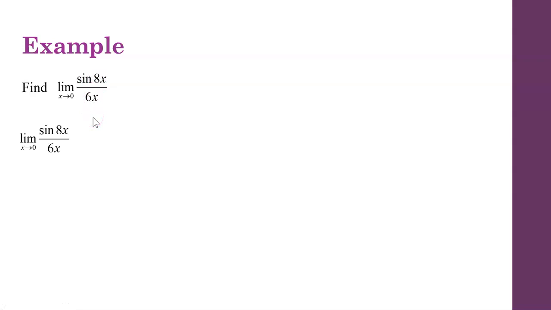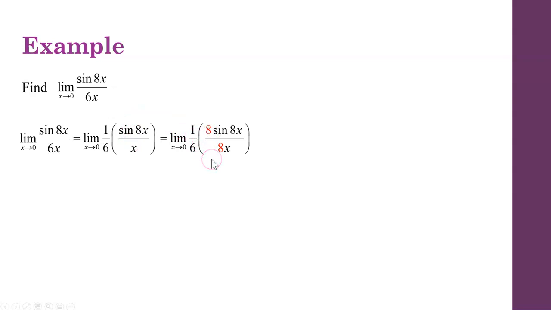But again, here I can do a little bit of algebraic manipulation. I can remove this 6 on the bottom, make it a 1/6 sine of 8x over x. And then what I can do is multiply the top and the bottom of this fraction inside of the parentheses by 8. So I get 1/6 of 8 sine of 8x over 8x. That allows me to take this 8 that's on the top out of the parentheses and just have limit as x goes to 0 of 8 over 6 sine of 8x over 8x.